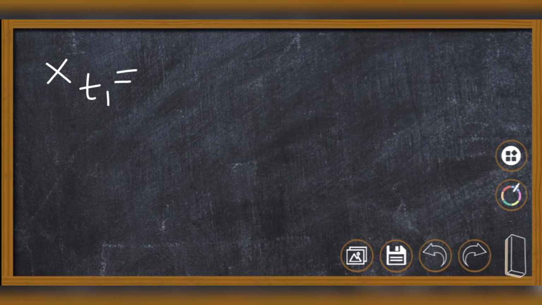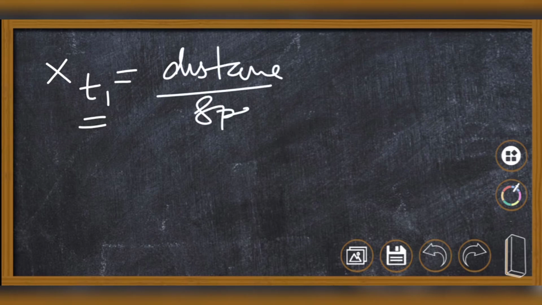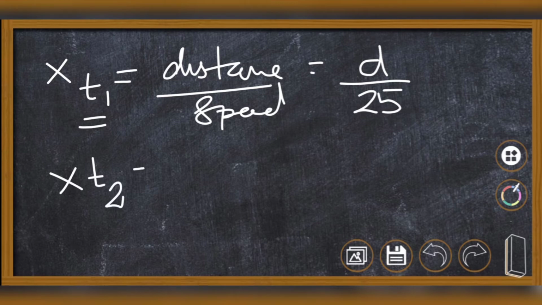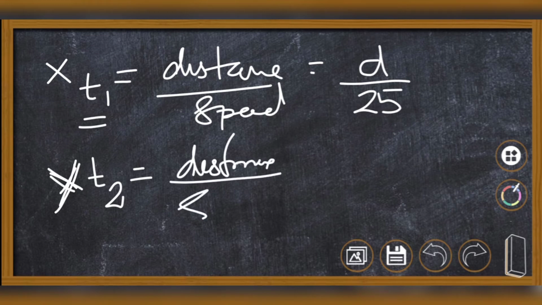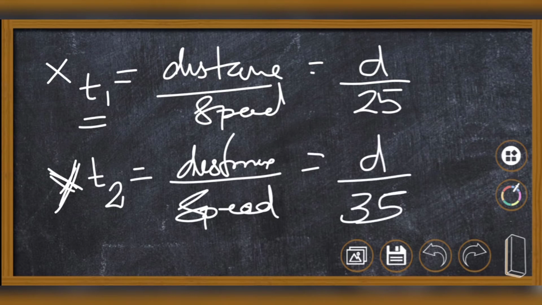So the time taken by the first train will be, what will be the time? Distance by speed. The time taken by the first train will be distance by speed. What is the distance? We have taken it as d. And what about the speed of the first train? It is 25 km per hour. What about the time taken by the second train? It is also distance by speed, d by 35 km per hour. Distance by speed, we got the time.